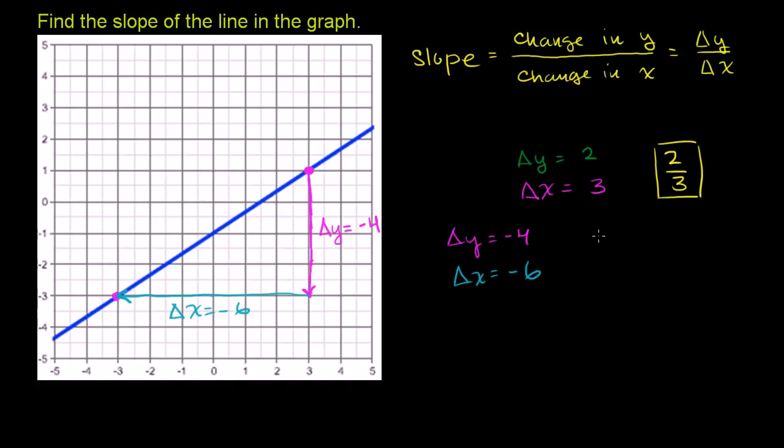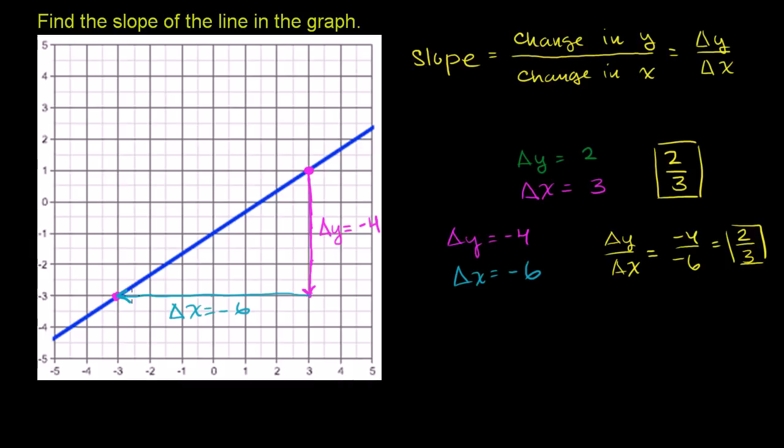So what is my change in y over change in x? My change in y over change in x is equal to -4 over -6. The negatives cancel out. And what's 4 over 6? Well, that's just 2 over 3. So it's the same value. You just have to be consistent. If this is my start point, I went down 4, and then I went back 6.